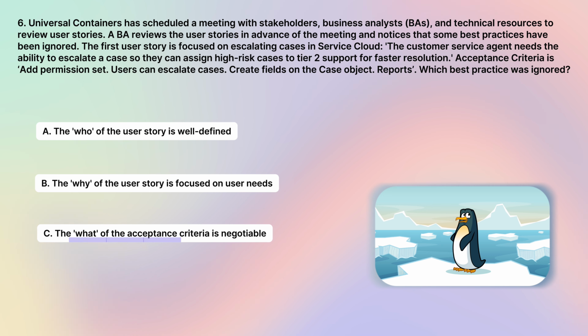In this case, the acceptance criteria should be more detailed and specific to avoid ambiguity and ensure a successful implementation of the user story. Stating "create fields on the case object" does not specify which fields or what purpose they serve. Similarly, the term "reports" is too broad and lacks details on what kind of reports are expected.